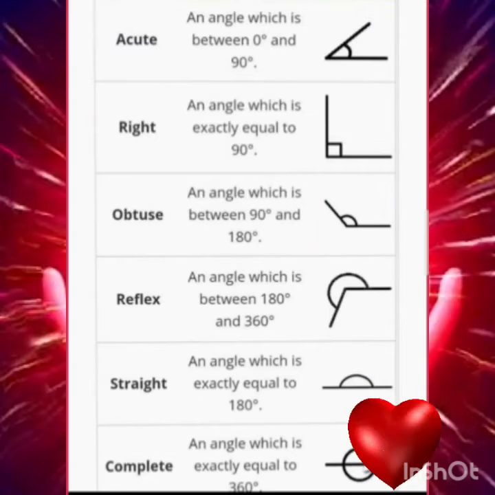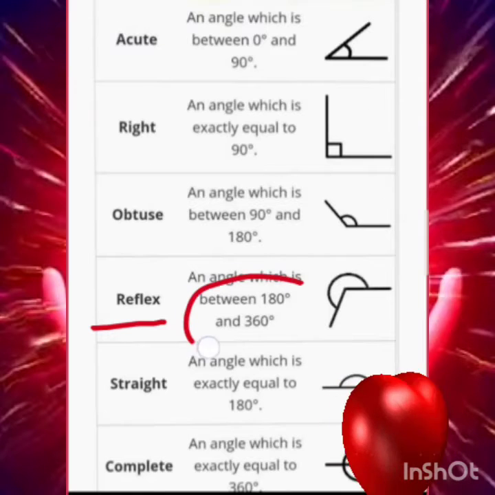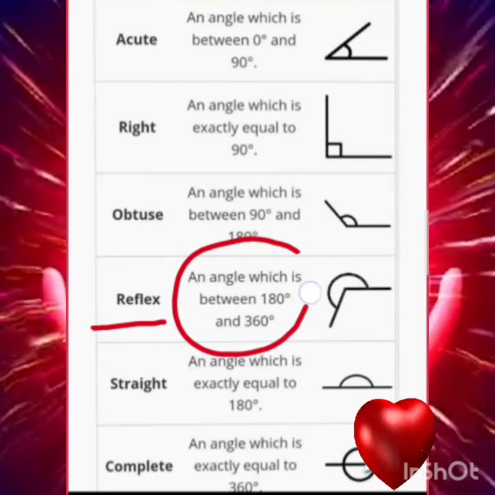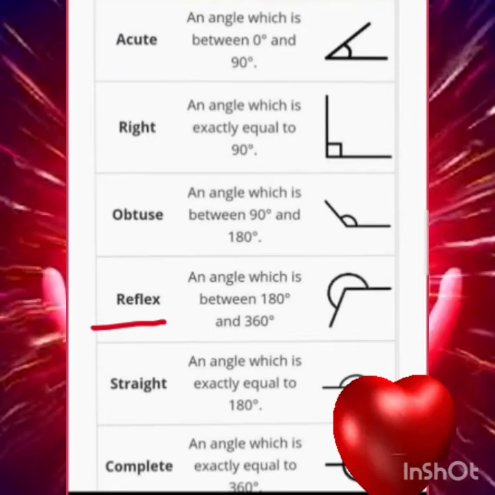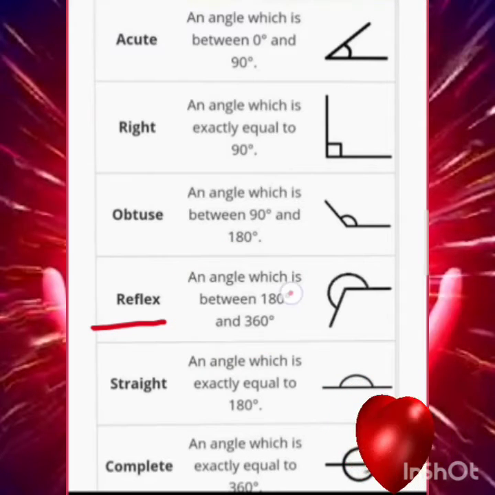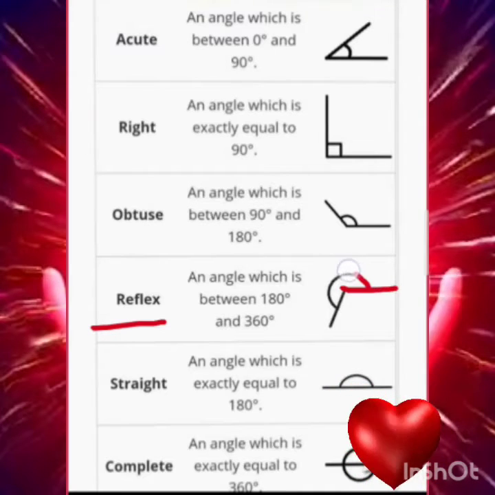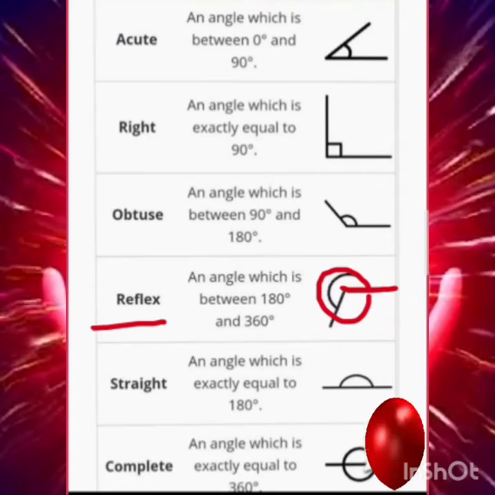Let's come to another point, that is reflex angle, an angle which is between 180 and 360 degree. Please remember, dear students, the angle which is between 180 and 360, that we recall as reflex angle. Suppose I am considering this is a straight line, so it indicates 180 degree. Got it? But it is not necessarily this much portion. If we are considering this, then the remaining portion will be considered as a reflex angle.